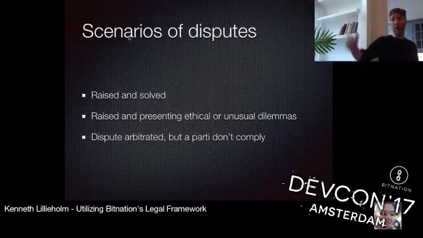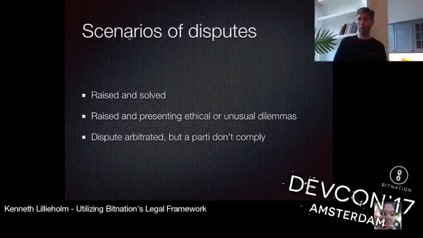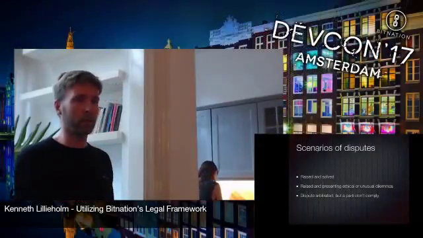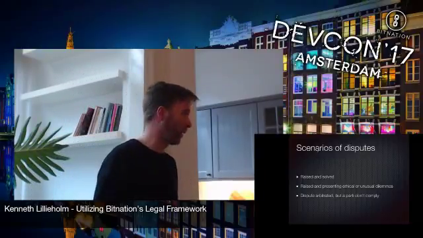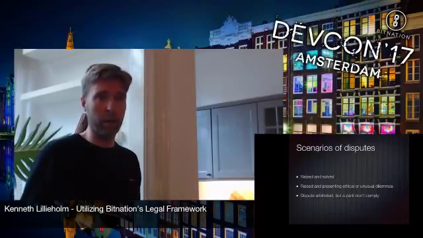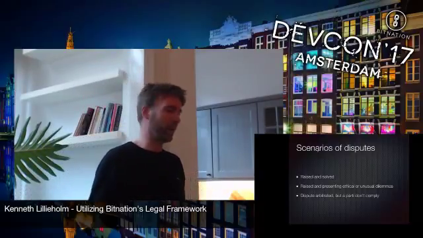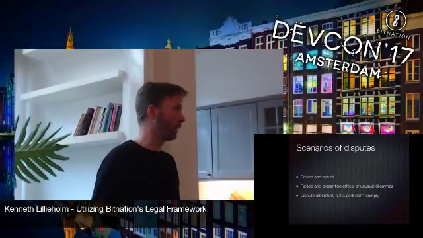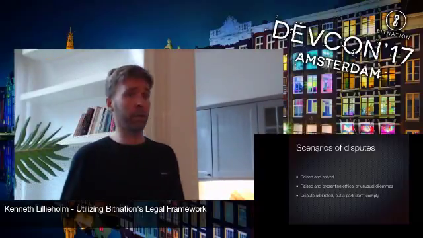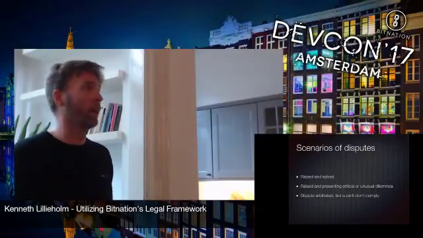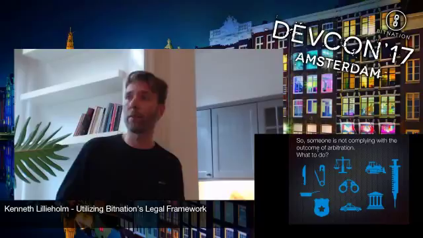So when we have disputes, the outcomes could be raised and solved. It could be raised and present ethical or unusual dilemmas. It could be arbitrated and the process ends, but one of the parties doesn't want to comply. What do we do? We have the process. Both parties already agreed that they would use this process if there is a conflict. But then whatever action has to be taken by, let's say, the losing party is not taken. He refused to recognize the arbitration process. What can we do? It's a difficult question, not a simple answer. There could be many ways of handling it.